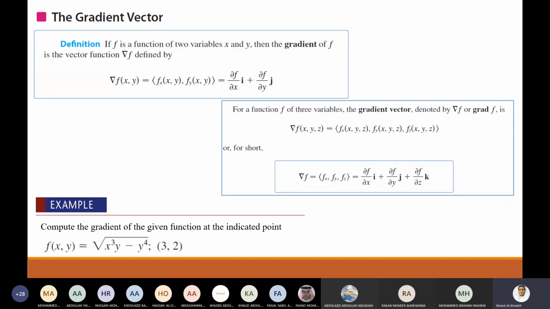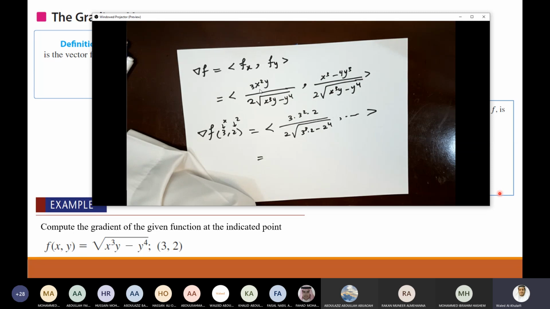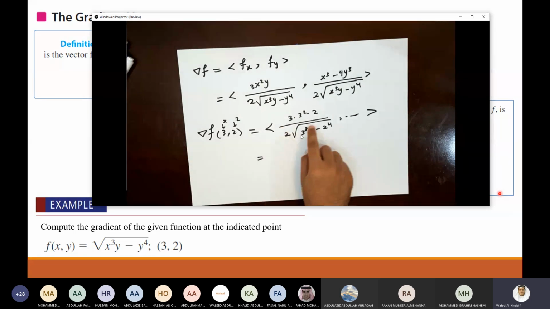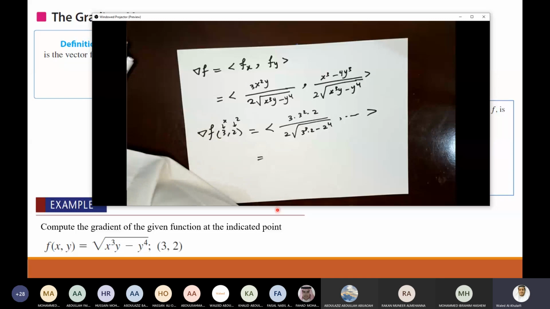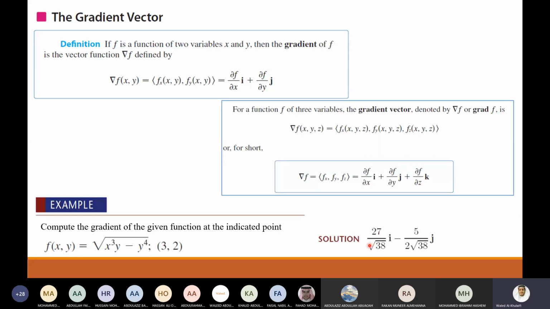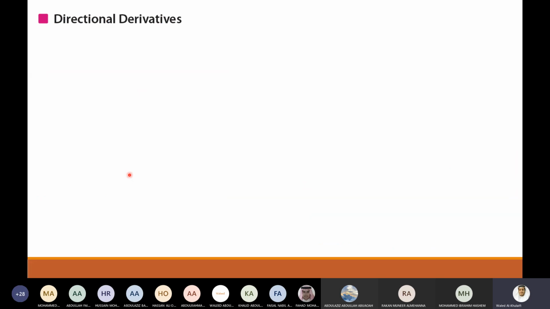So this is the gradient, how we do it. You just substitute and you will find a vector here, and the answer is this one. You see, it is a vector: 27 over square root of 38 in the direction of i, and y minus this. What does this vector in the plane mean, and what relation does it have with this function? We're going to talk about it in the coming lecture.